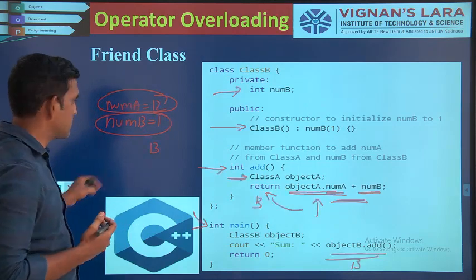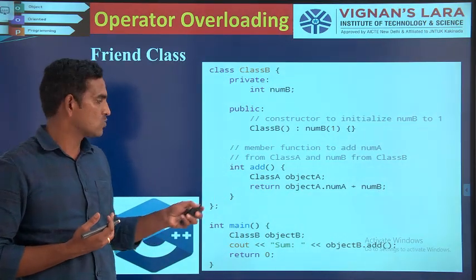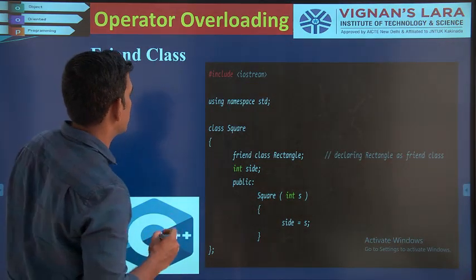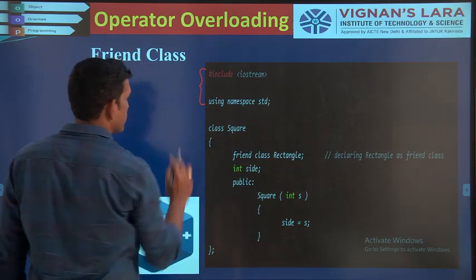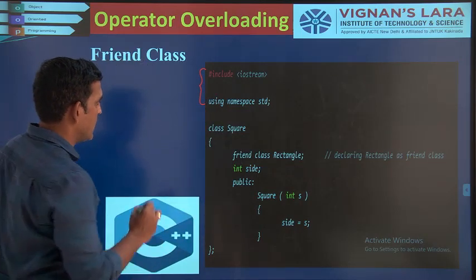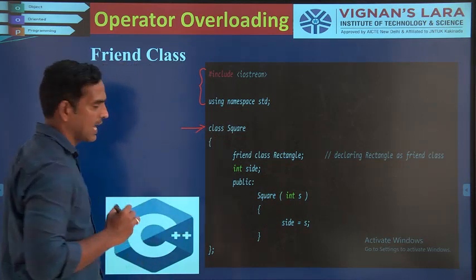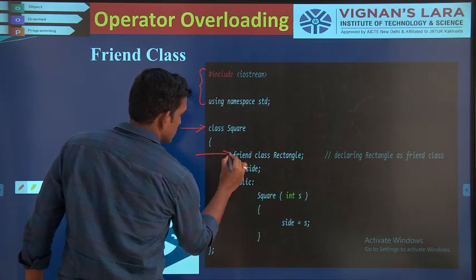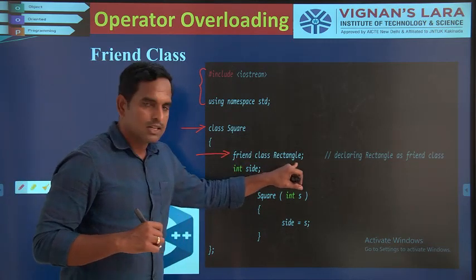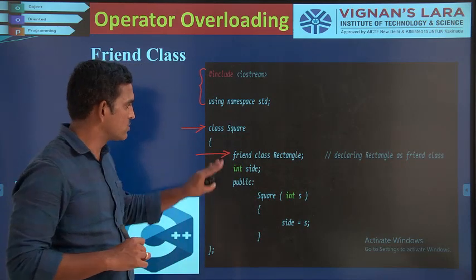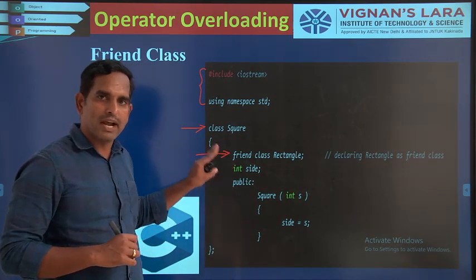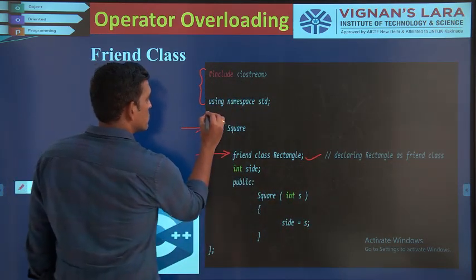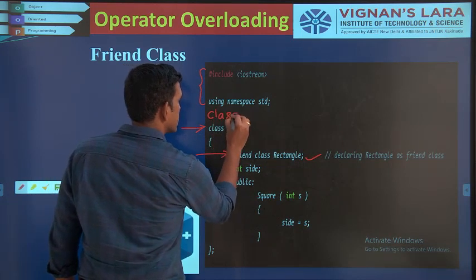We will look at another example. You have seen this particular example in the last session as well. In this example, we have the usual two statements, iostream and namespace. After that, I have created one class, class Square. Inside class Square, I have made one class a friend class, that is the Rectangle class. If you take this program directly, we might get an error since we have not declared the Rectangle class. So first we have to forward declare this class.